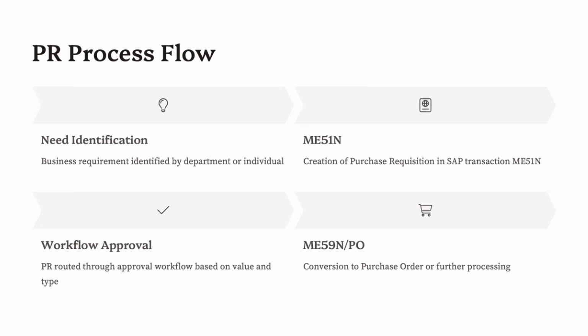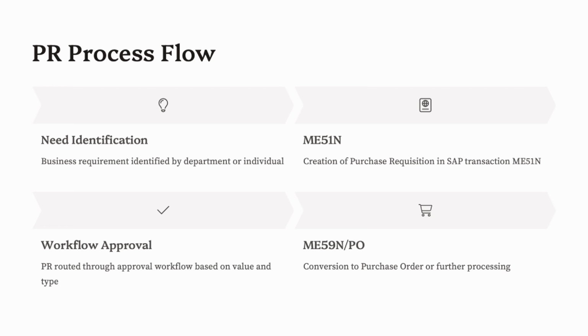3. Audit and compliance. With a complete audit trail, who created the PR, when, and who approved it, organizations satisfy internal controls and external auditors. Document text fields capture business justification, vendor preferences, or special instructions, providing context long after the PR is created.